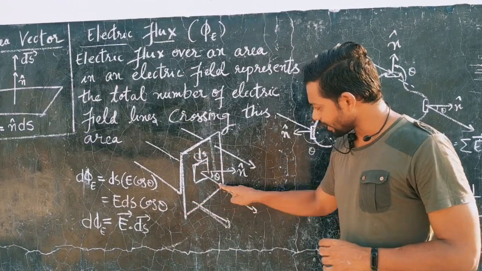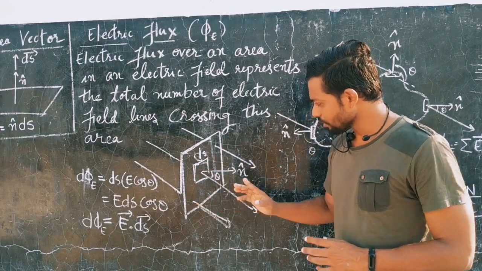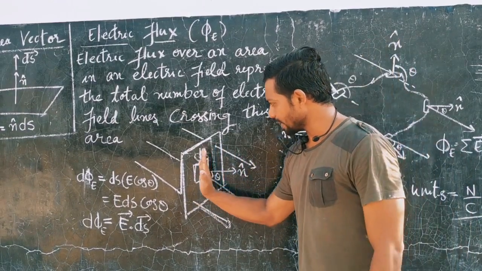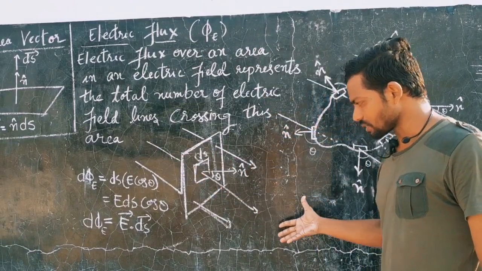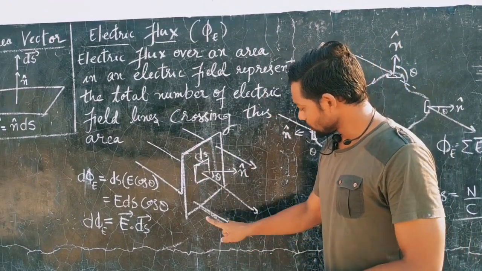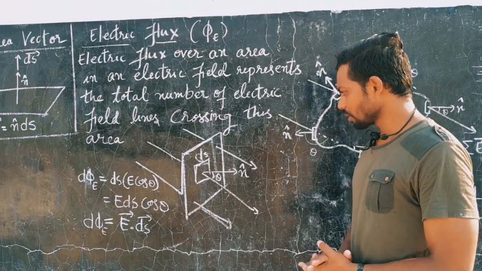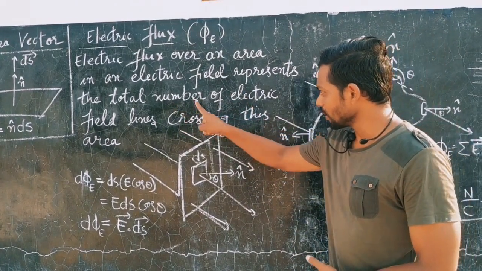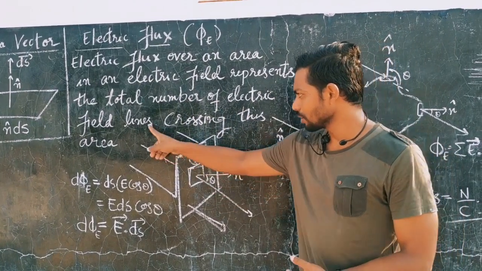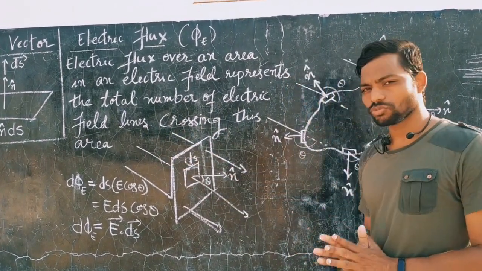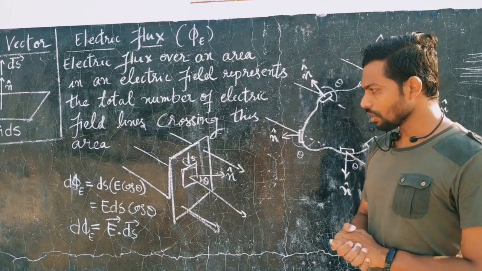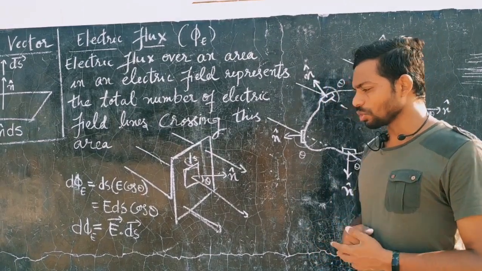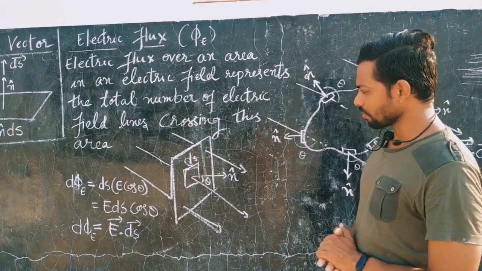This is the area. Let us consider an area, and through this area you can see some electric field lines are passing, right? These are the electric field lines. So the definition says the total number of electric lines crossing this area, that is what we call electric flux. So let us try to give a small expression to this electric flux.